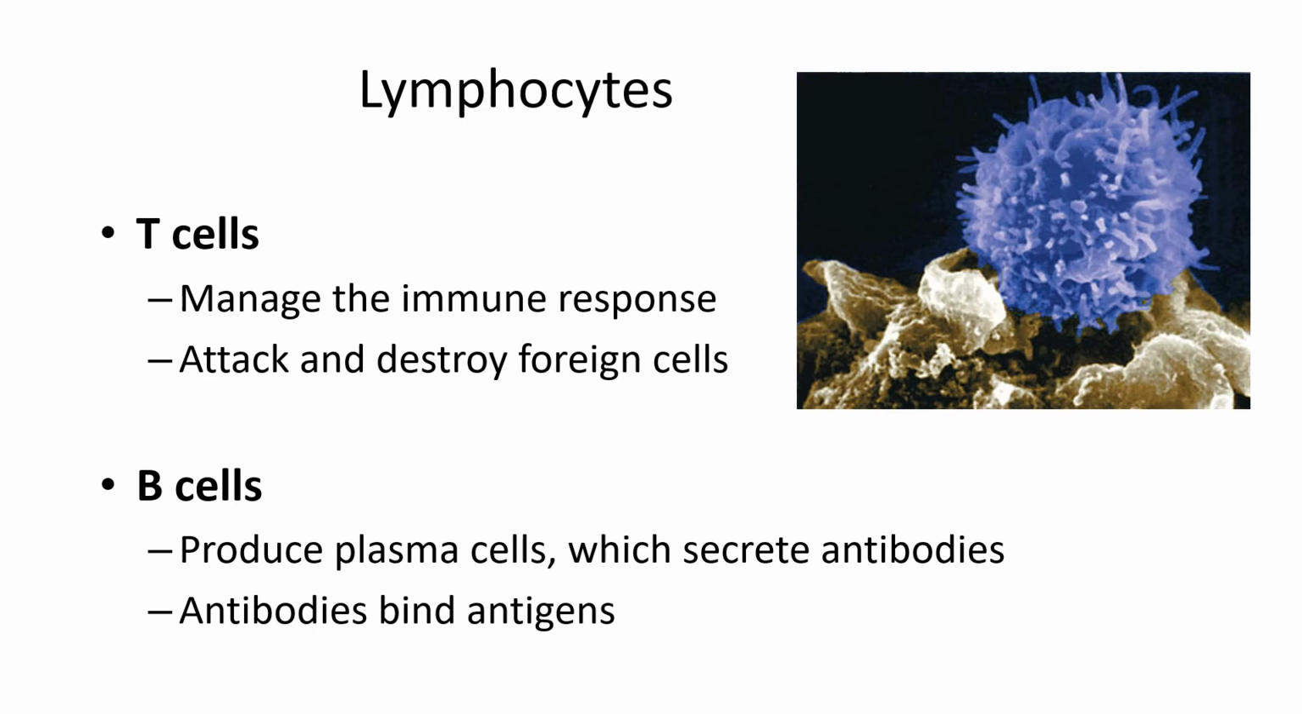Lymphocytes hang out within the lymphatic tissue, and they consist of T cells and B cells. We'll talk about these a bit more in microbiology, but they manage the immune response. They identify things that are potentially troublesome and target them for attacks by the other cells and compounds of the immune system. B cells produce antibodies.